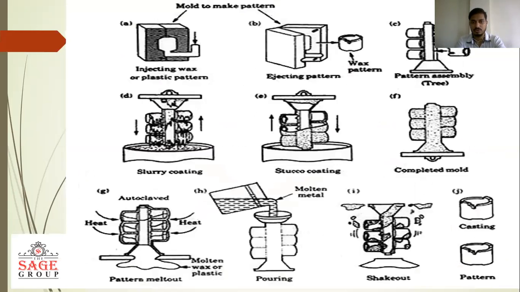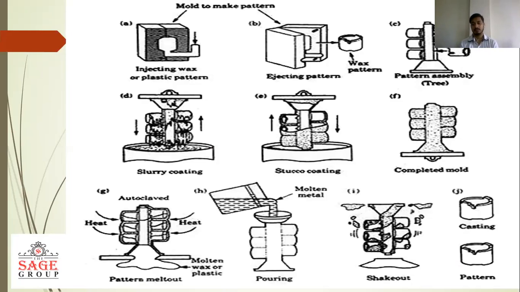Right? So first, eject the wax pattern. First of all, we make a wax pattern, and then it is assembled into a tree, and then the tree is dipped in a slurry coating, and that coating process goes on, and the complete mold is formed around the wax.